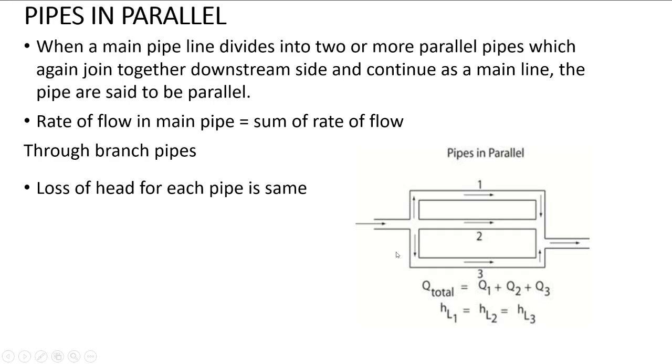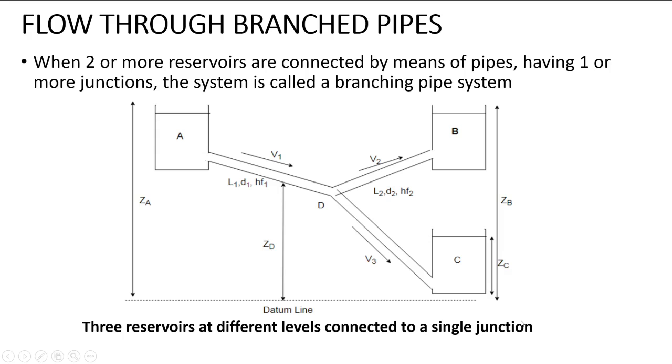So in this type of arrangement, the rate of flow in the main pipe, that is Q, is equal to the sum of the rates of flow through the branch pipes, that is Q is equal to Q1 plus Q2 plus Q3, and the loss of head for each pipe will be the same: H1 is equal to H2 is equal to H3. So we will move towards the flow through branched pipes.